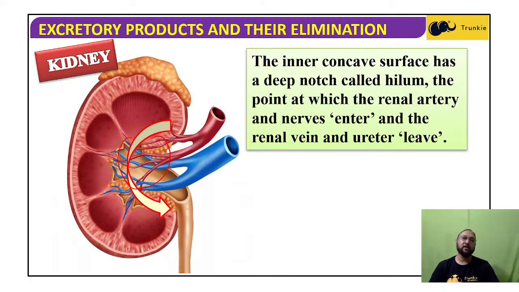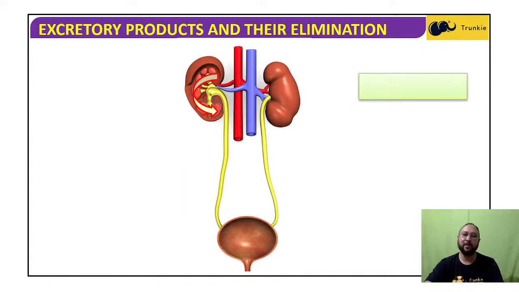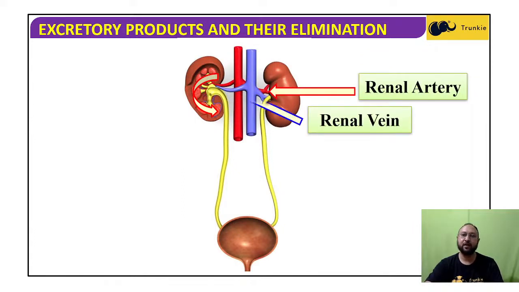This is the structure. The deep notch is where the renal artery and nerves enter, and the renal vein and ureter leave. The renal artery brings the blood with the metabolic waste, and from the renal vein it leaves the kidney. The ureter also comes out from there. So you can see the renal artery and the renal vein.